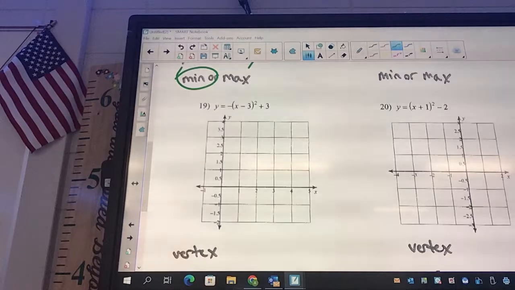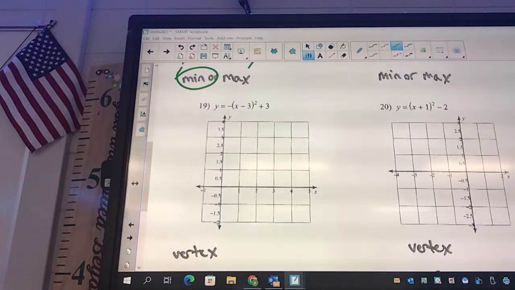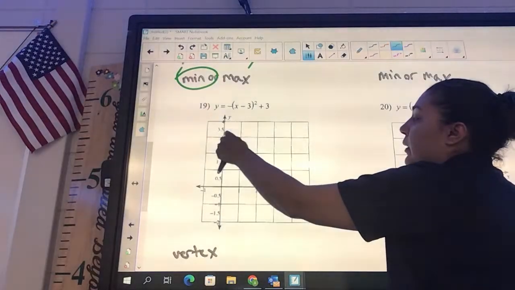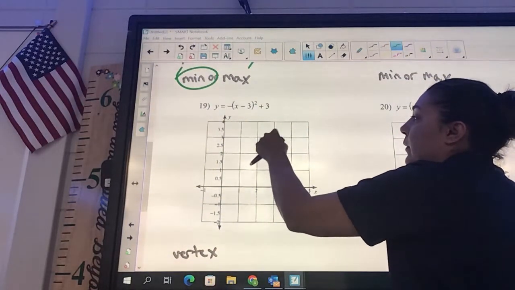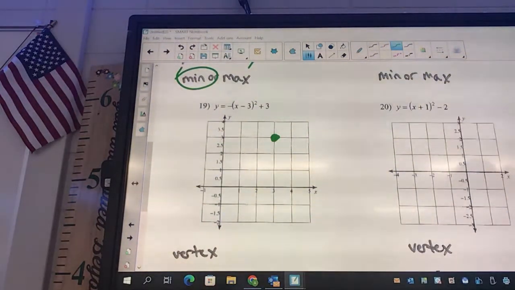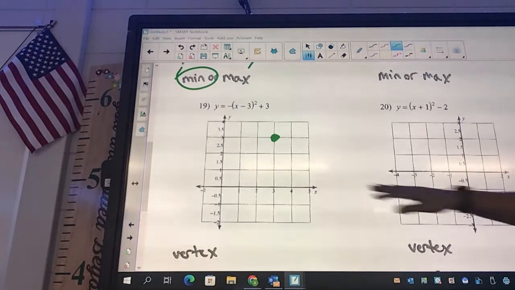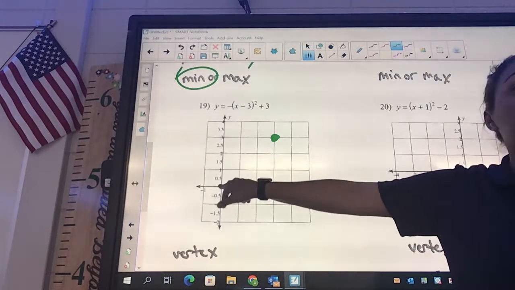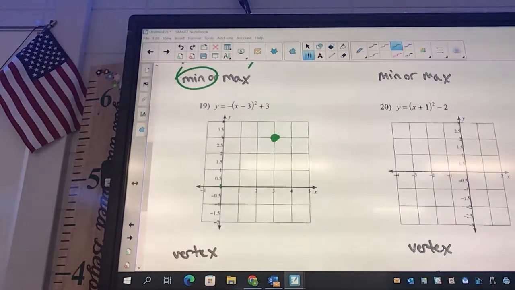Okay, 19, what does that +3 do? It goes up 3. What's the -3 do? Right 3. Okay, and then what? So we're starting at 0, 0 when we do this. Yes, every graph starts at 0, 0. So we went up 3 from 0 and then over 3 from there.